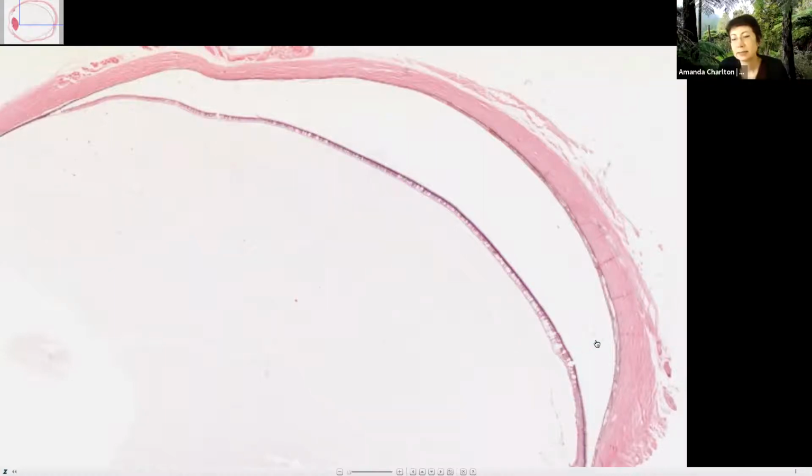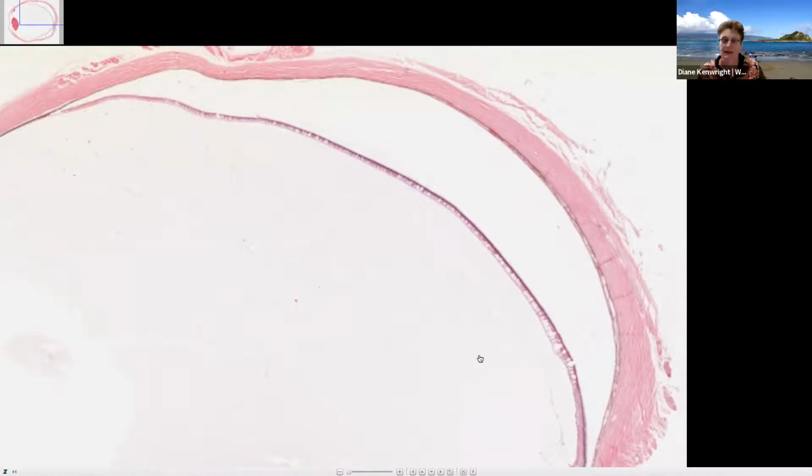Nishan says, if there's lacy vacuolization in the iris, does that mean it's diabetic? It means yes, they've had a high glucose recently. Yeah, diabetic. Okay, I think we've discussed that one. I will stop sharing.